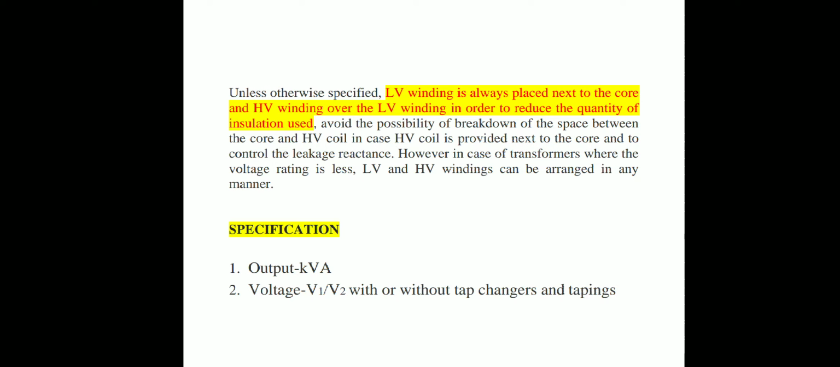Unless otherwise specified, the low voltage winding is always placed next to the core and the high voltage winding over the low voltage winding, in order to reduce the quantity of insulation used and to avoid the possibility of breakdown of the space between the core and high voltage coil, which could occur if the high voltage coil were provided next to the core, and to control the leakage reactance. However, in case of transformers where the voltage rating is less, LV and HV windings can be arranged in any manner.